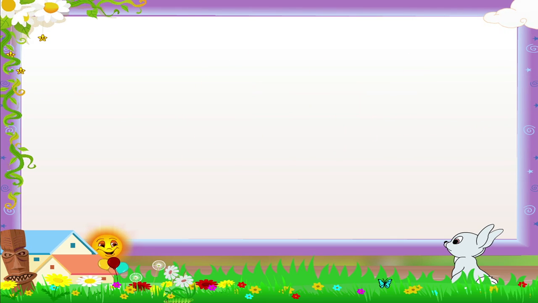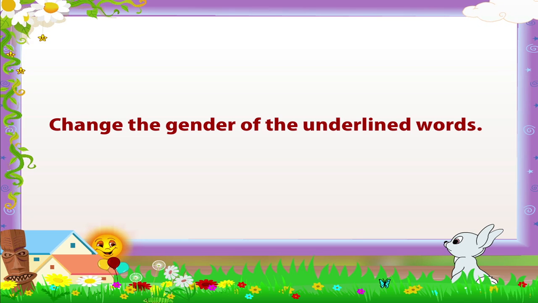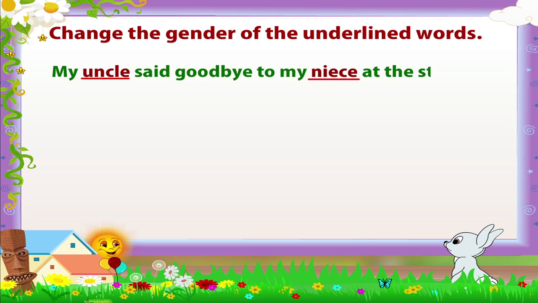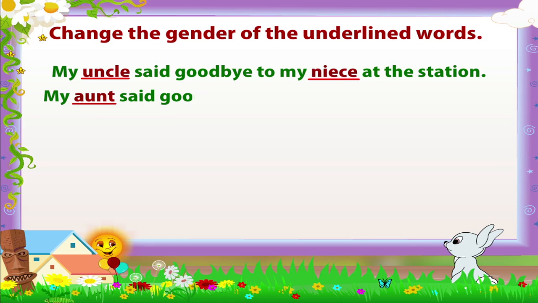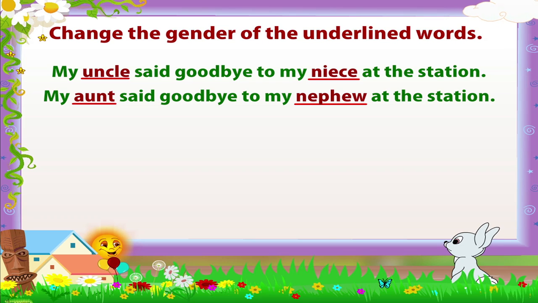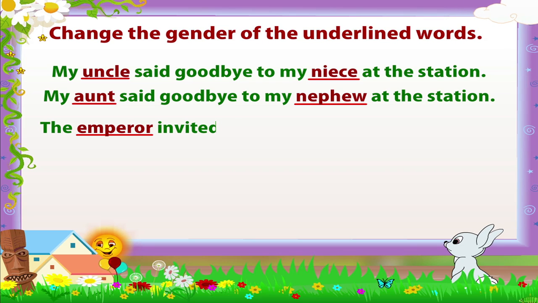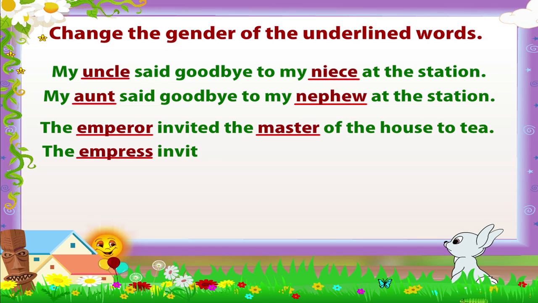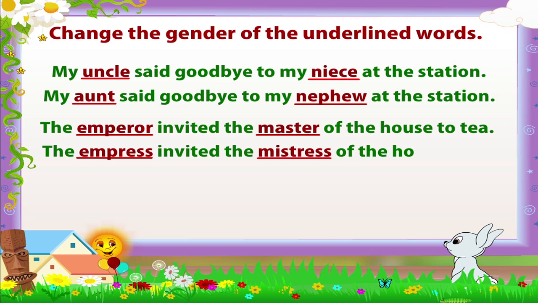In this activity, we will change the gender of the underlined words. My uncle said goodbye to my niece at the station. My aunt said goodbye to my nephew at the station. The emperor invited the master of the house to tea. The empress invited the mistress of the house to tea.